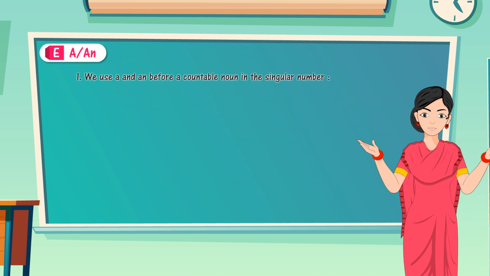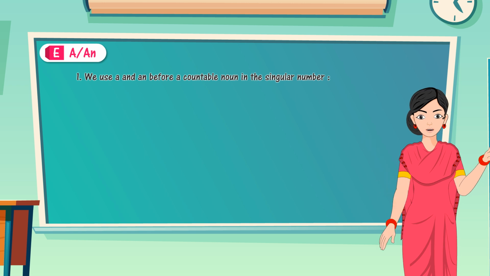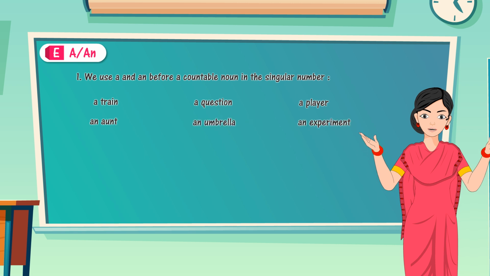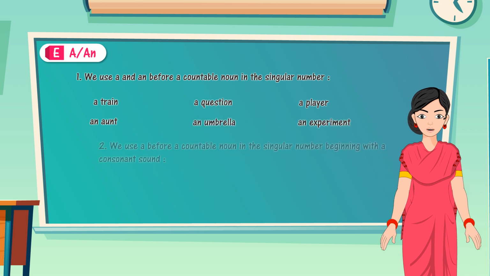One. We use a and an before a countable noun in the singular number. A train, a question, a player. An ant, an umbrella, an experiment.